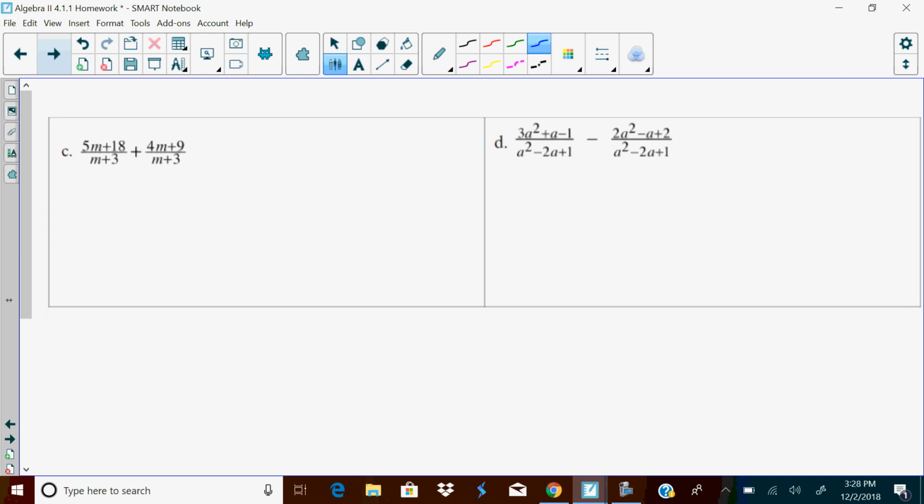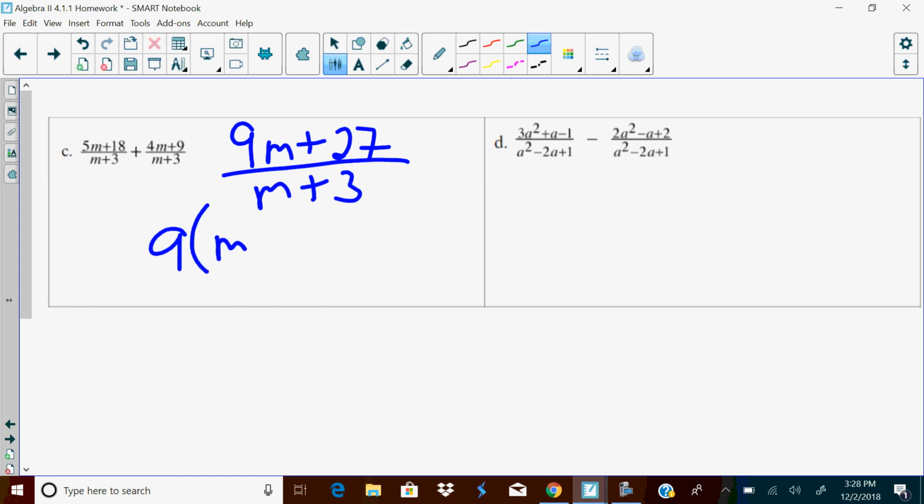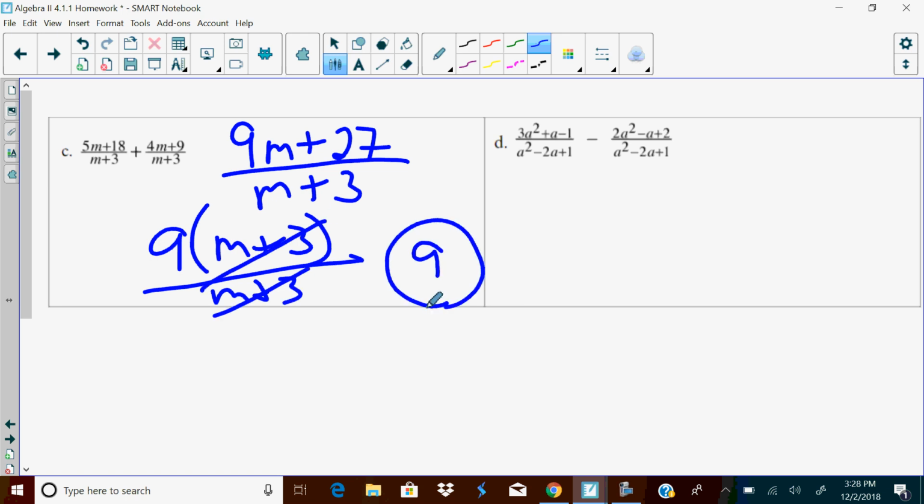For the next part, I'm going to add. So I'm going to add the tops first and then see if I can simplify. So I get 9m plus 27 over m plus 3. So then I can pull a greatest common factor of 9 out of the top. So I get 9 times m plus 3 over m plus 3. So these cancel, and I'm just left with 9 as my answer.